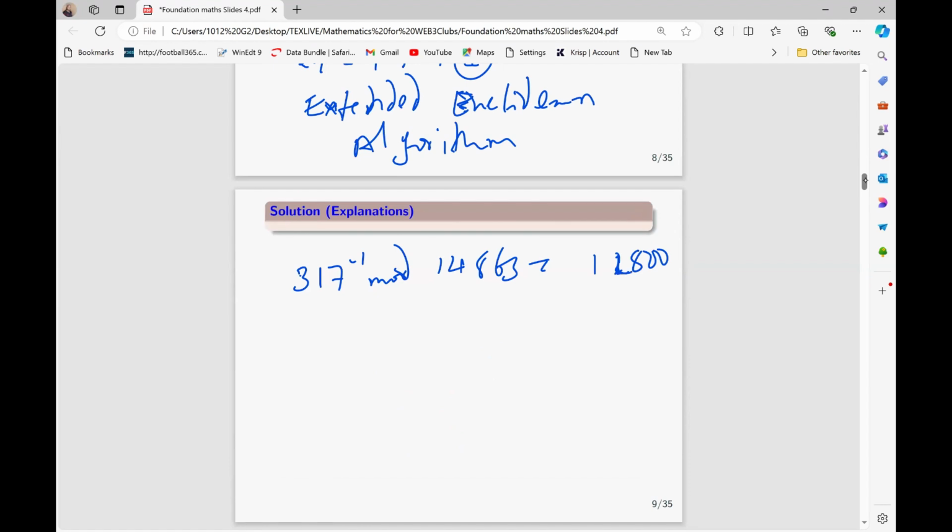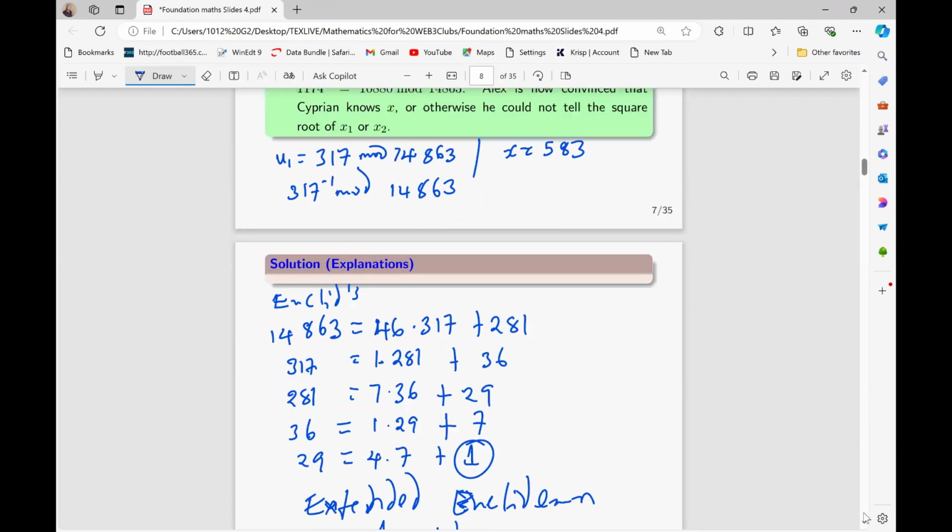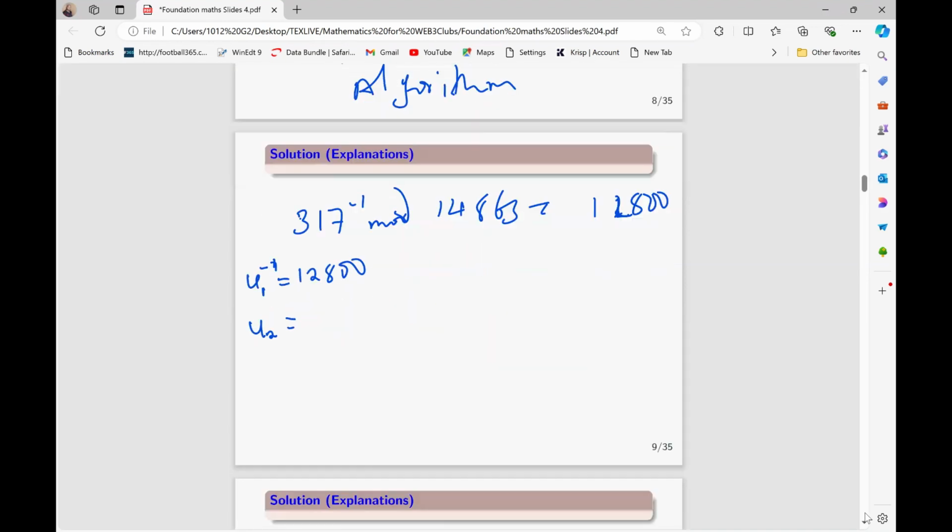Now, after getting the inverse of U1 to be 12,800, you need to get U2. And for U2, you just get X. You must know what X is for you to get U2. That is where the intruder, if the intruder comes in, it'll be found. X is 583. So CPAN knows X is 583.